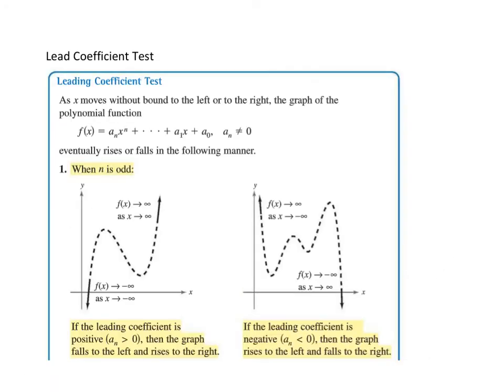The leading coefficient test will tell you how a polynomial is going to end. For example, when your n is odd, which is talking about your degree, the highest exponent on x that you have. So when you have an odd degree, your leading coefficient is positive, the graph falls to the left and rises to the right. And if your degree is odd and your lead coefficient is negative, it's the opposite of that. It rises to the left and falls to the right.